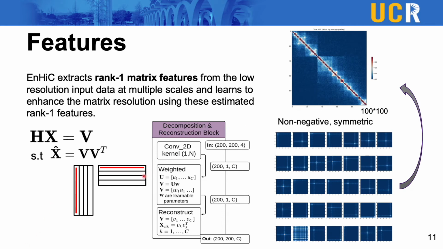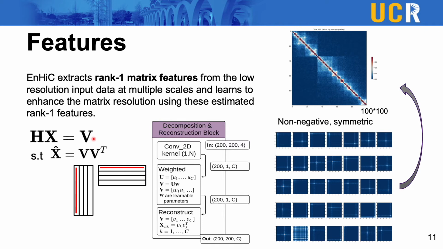This layer outputs a set of rank 1 matrices. A weighted summation is used to approximate the low-resolution HiC matrix. Here is the implementation. We customize the kernel size of the 2D convolutional neural network layer. The input is X, and the model learns parameters H to generate the set of vectors V. The outer product of one vector is one rank 1 matrix.